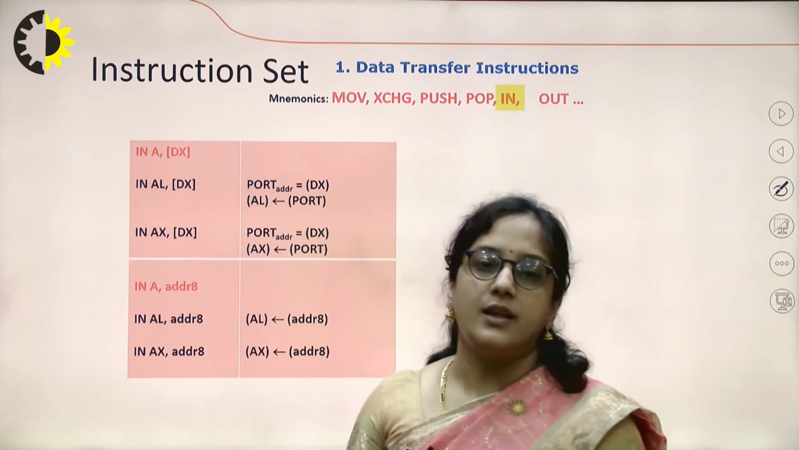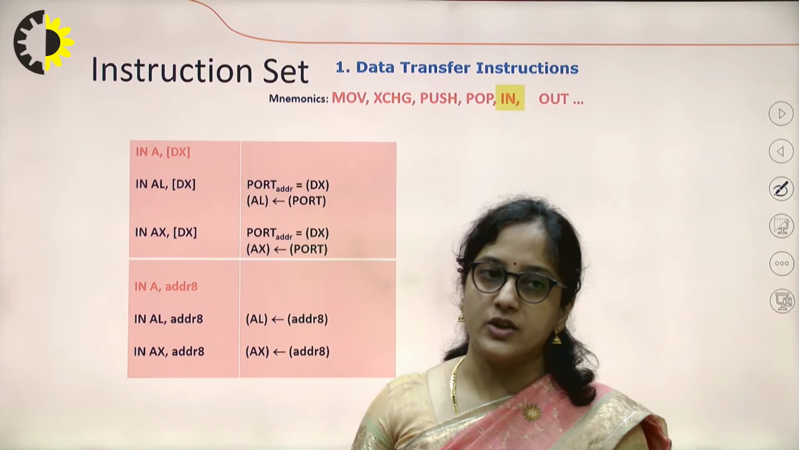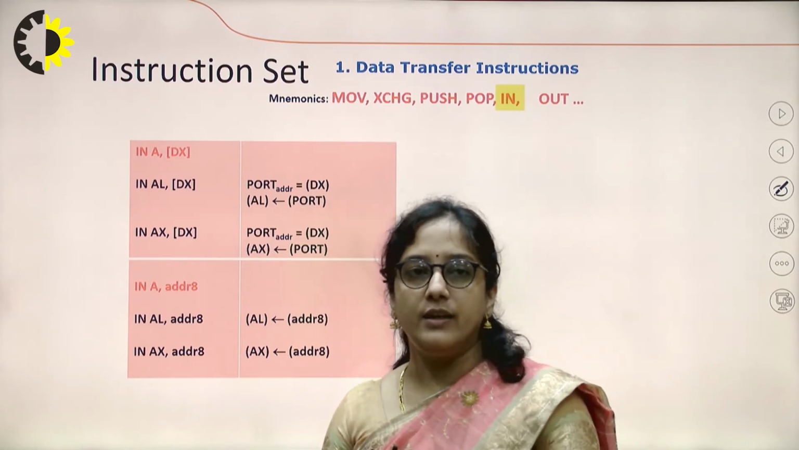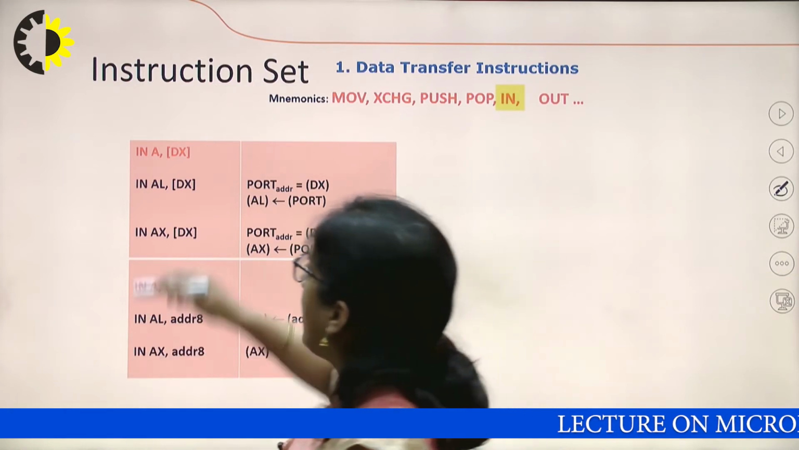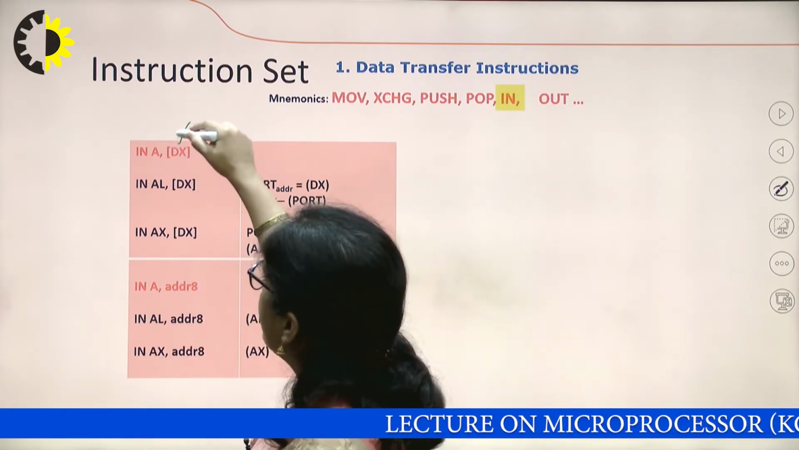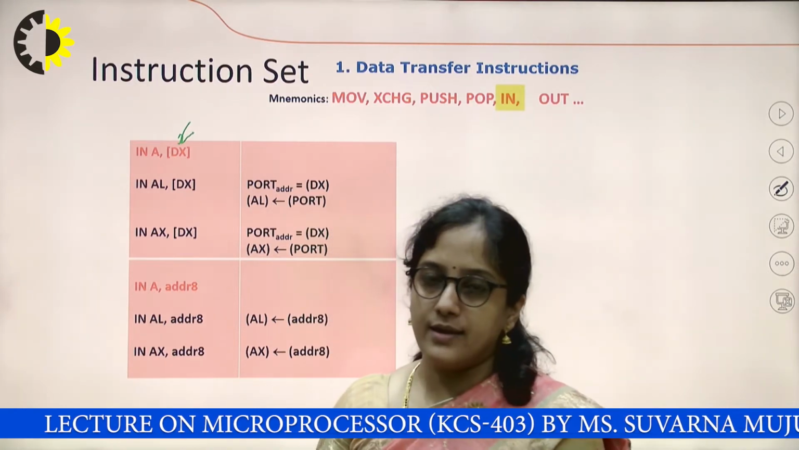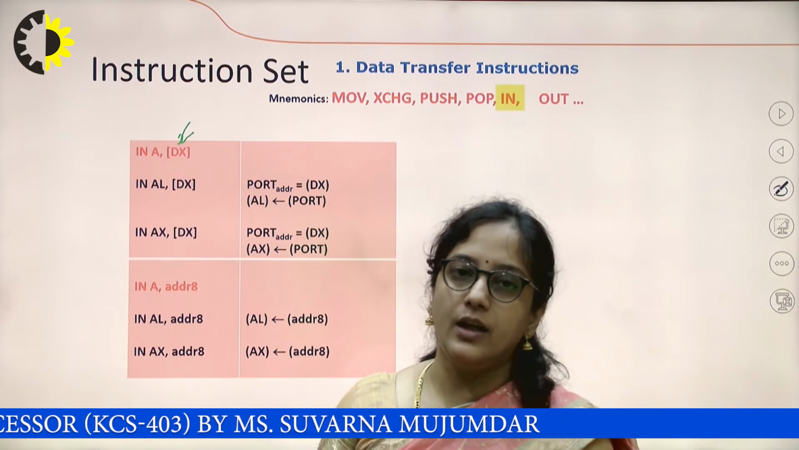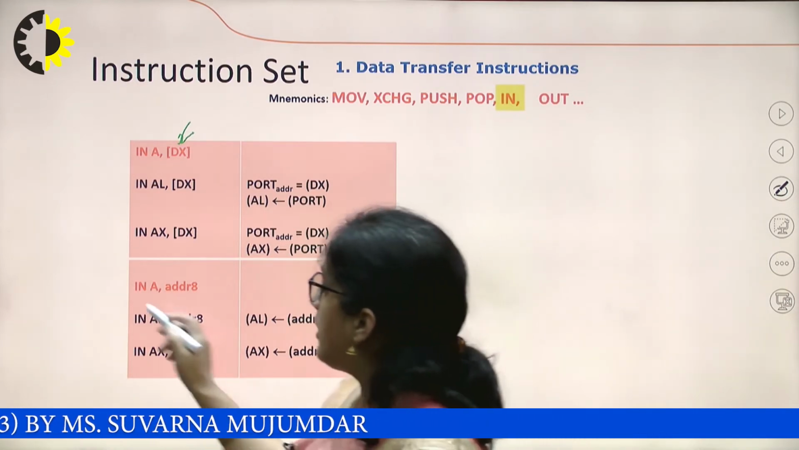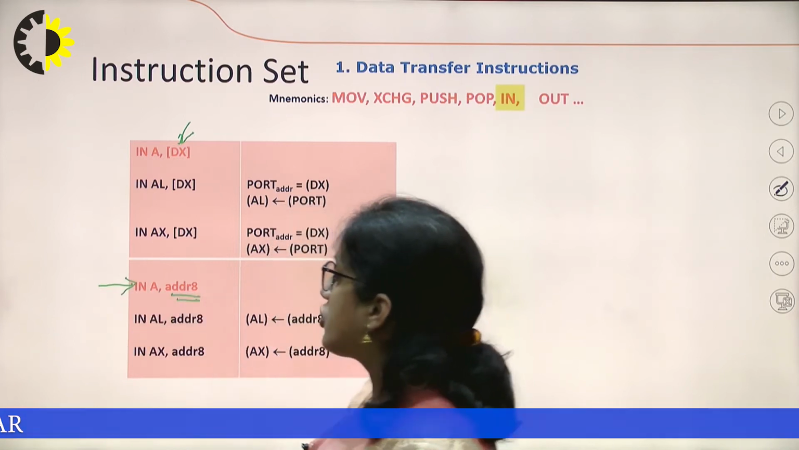Next is IN, that is, while reading an input device we use the IN instruction. There are two types of IN here. One is indirect. In case of indirect, the port address is stored in the DX register, meaning the DX register is used to hold the port address. In case of immediate mode, we specify the port address directly in the instruction itself.